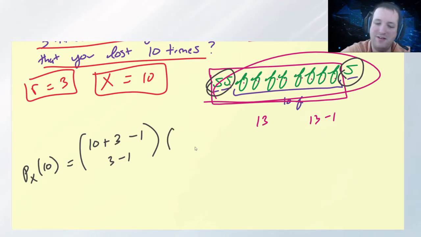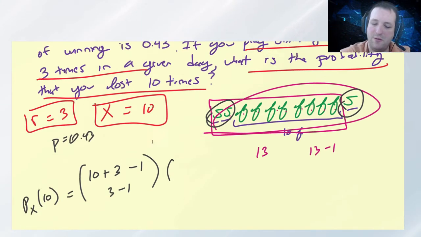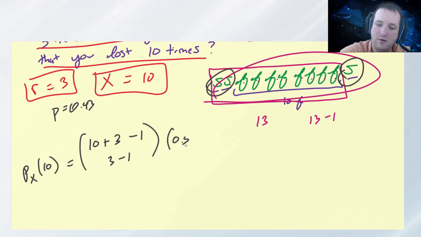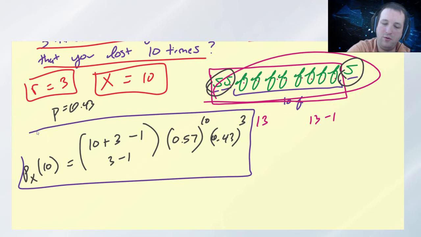So we have the probability of failure. What's the probability of success? The probability of success was 43%, so the probability of failure is going to be 0.57. And how many failures do we have? We have 10. And how many successes do we have in the sequence? We have 3. Okay, so this formula will give you the correct answer.